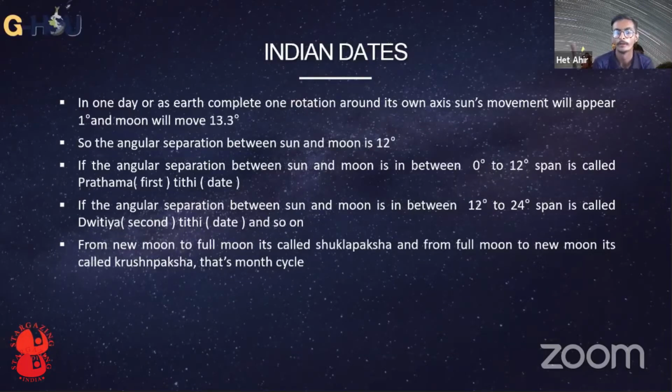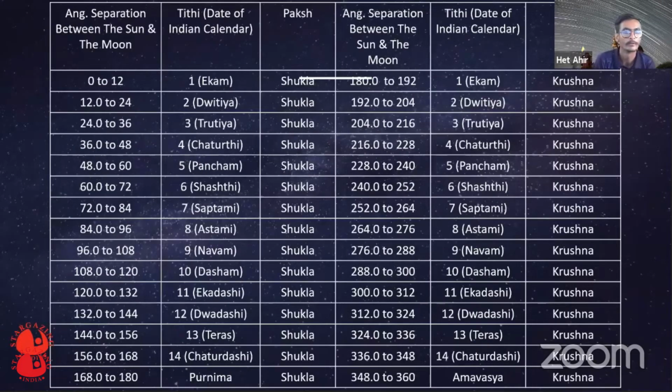That's our month cycle. We can see it in a more detailed view from this table. When the angular separation between the Sun and Moon is between 0 and 180 degrees, the dates go from Ekama to Purnima, the full moon, and fall in Shukla Paksha. The angular separation from 180 to 360 degrees gives the dates from Ekama to Amavasya, or new moon, which are called Krishna Paksha.